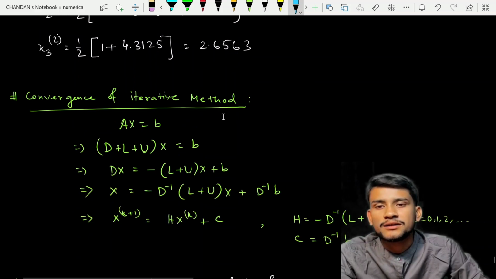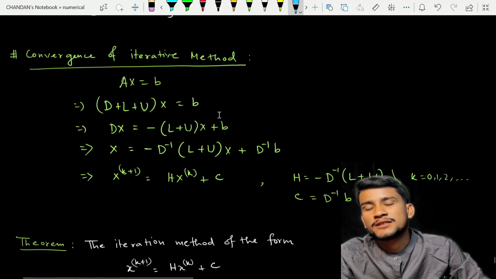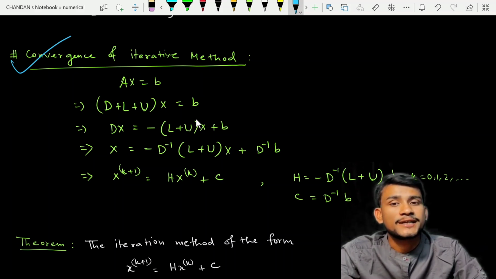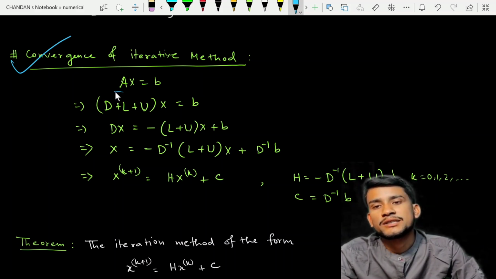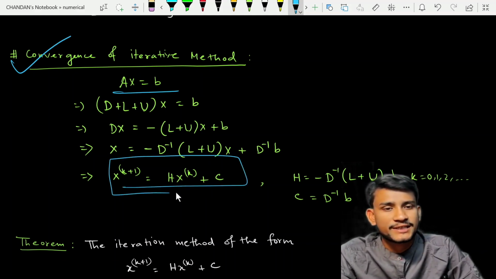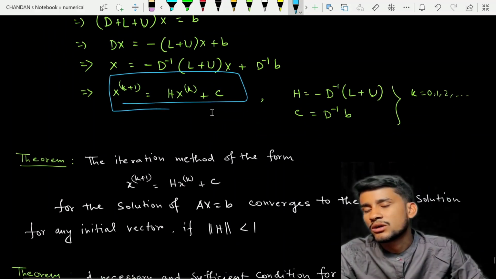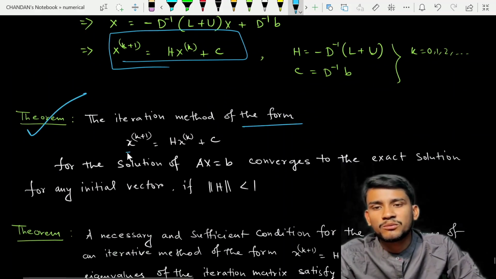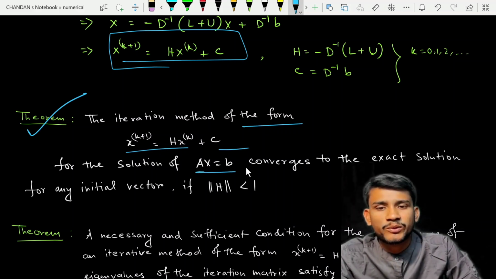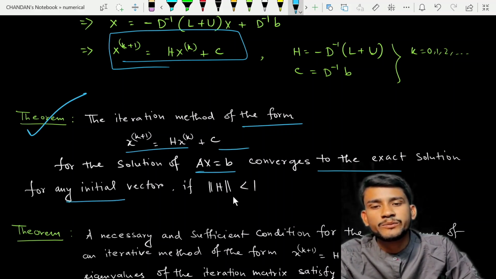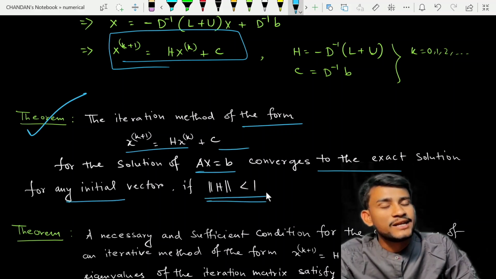Now, convergence of iteration methods. This is a very important concept. Suppose Ax = b, and we put the values and get the iteration scheme, where H is what we already know. The first theorem says that the iteration method of the form x^(k+1) = H x^k + c for the solution of Ax = b converges to the exact solution for any initial vector if the norm of H is less than 1.